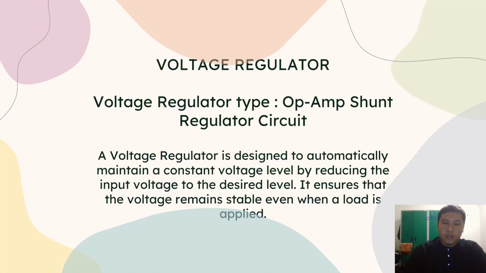Assalamualaikum warahmatullahi wabarakatuh and good evening. My name is Ami Azim bin Ami Hussein, matric number B0821101169. So I'm going to be presenting on voltage regulator type, operational amplifier, shunt regulator circuit. A voltage regulator is designed to automatically maintain a constant voltage level by reducing the input voltage to the desired level. It ensures the voltage remains stable even when a load is applied.